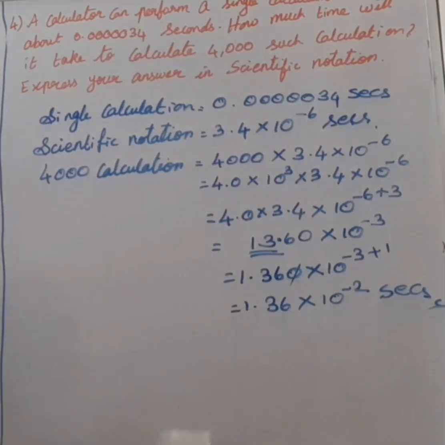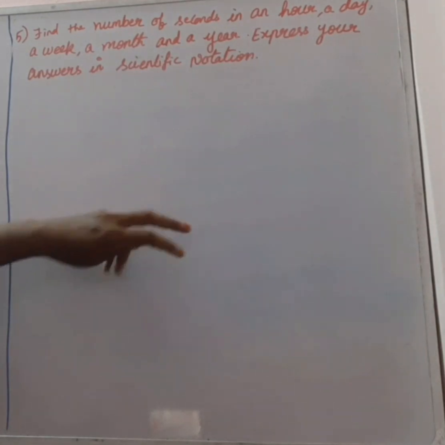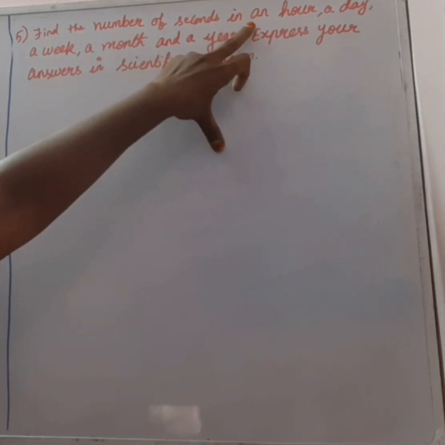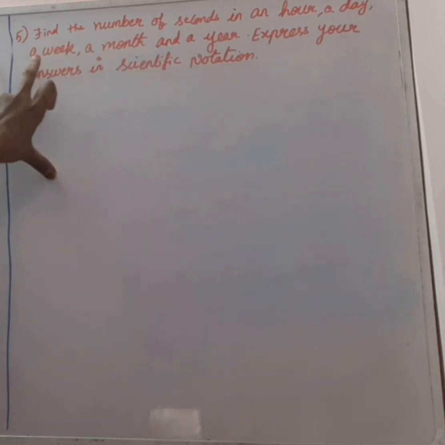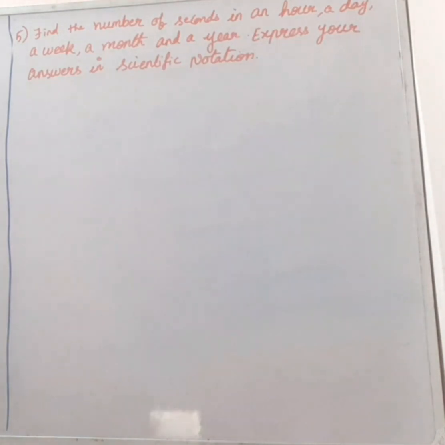Okay, so let us see the fifth sum. Find the number of seconds in an hour, a day, a week, a month, and a year. Express your answers in scientific notation. So here we have 5 subdivisions. What are they? Hour, day, week, month, year. Okay, we want to say that in seconds.